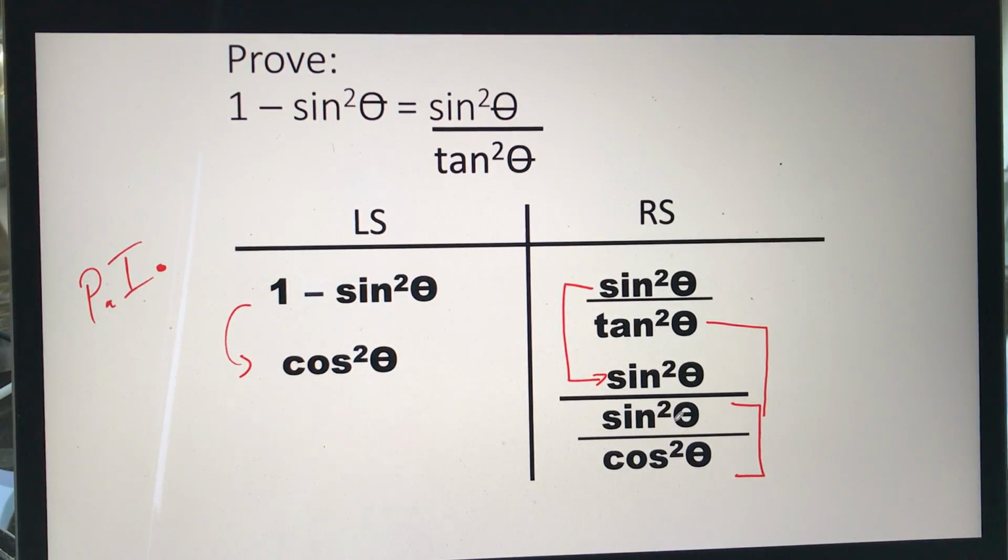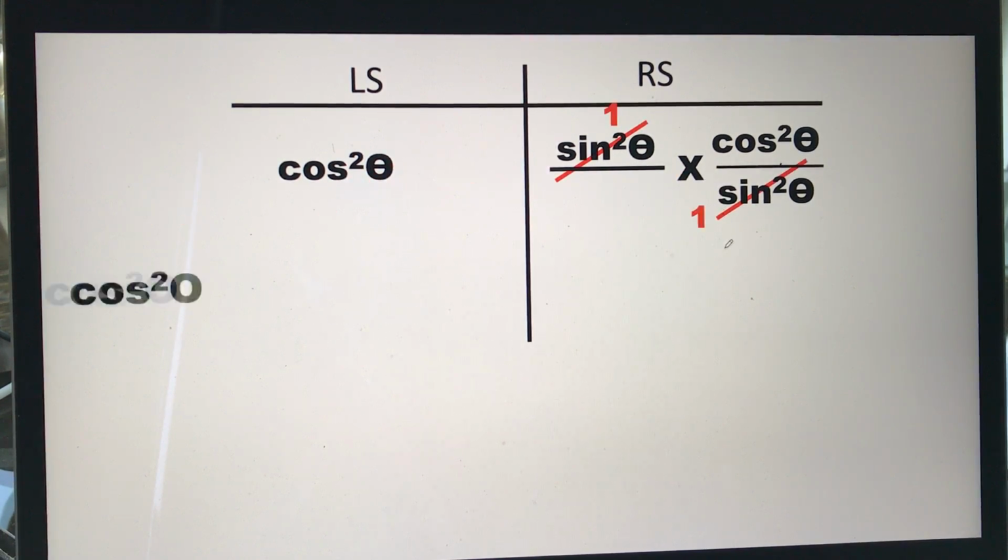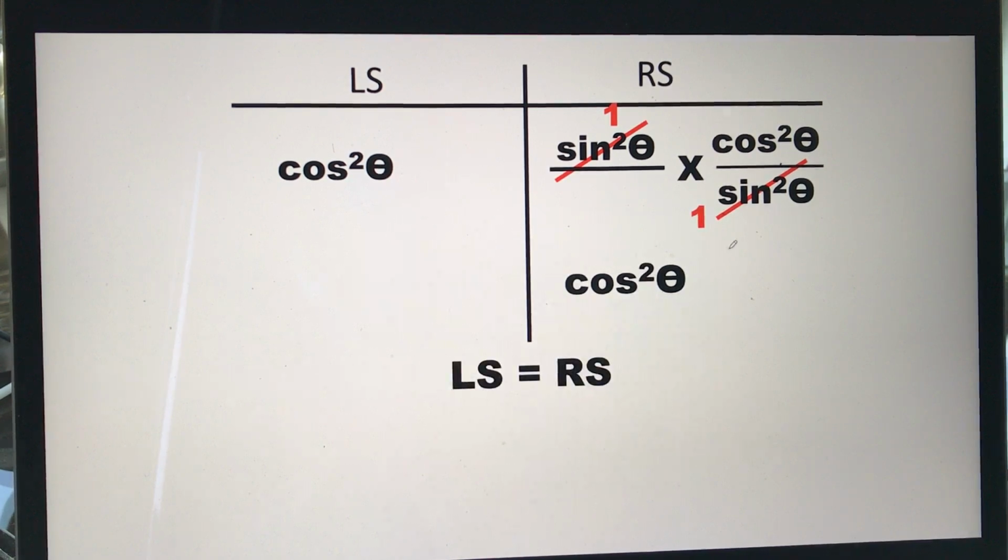And we say to ourselves, well, how do we divide by a fraction? When we divide by a fraction, we flip it and we multiply. So I'm going to flip this fraction and we're going to multiply. And when I do that, of course, the sine squared is going to divide out, and I'm left with cos squared theta, which shows the left side equals the right side.